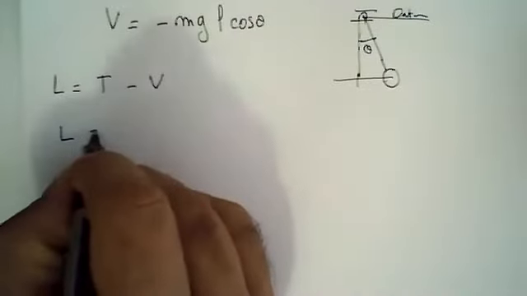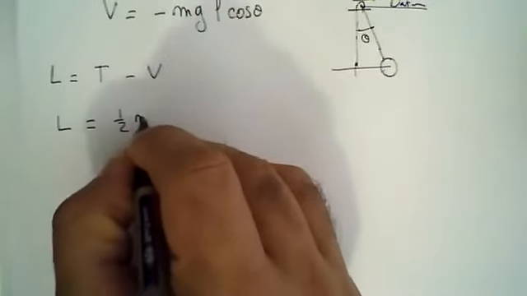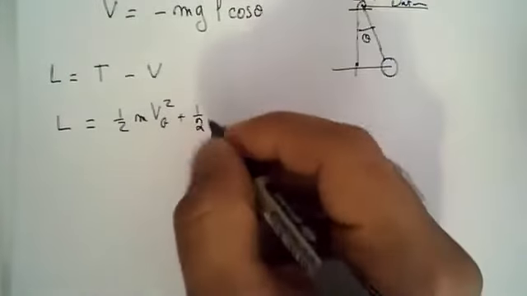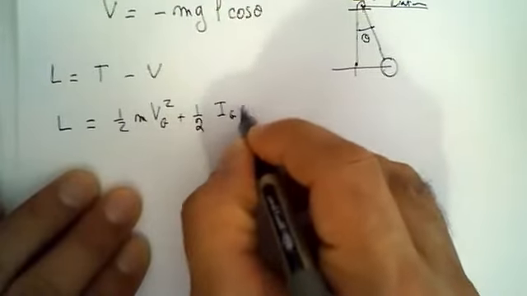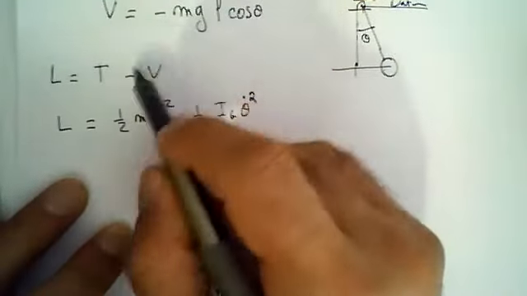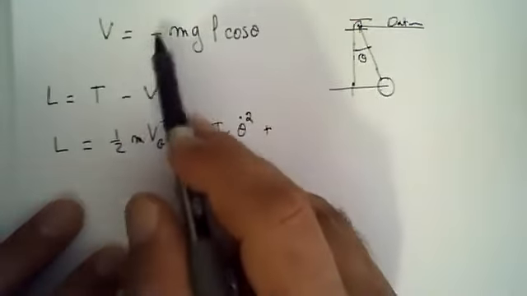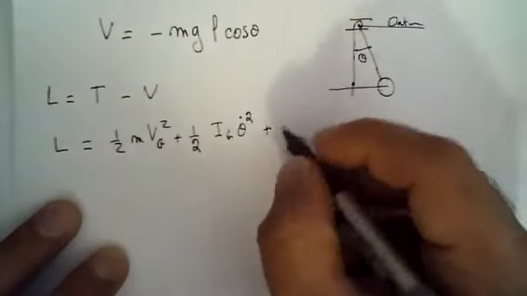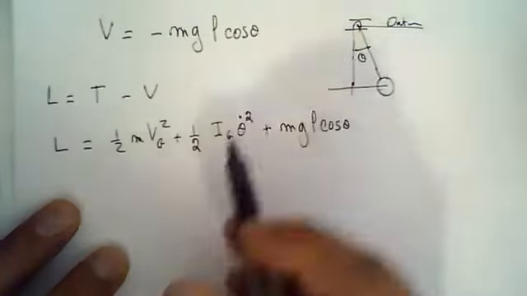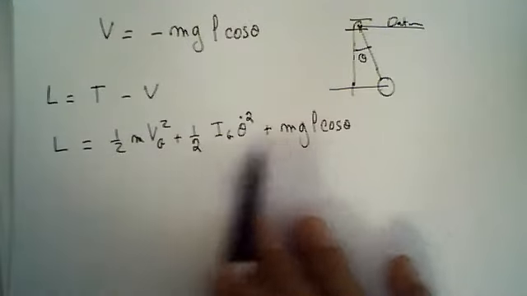So L is going to be equal to T, which was equal to how much? 1 over 2 m Vg squared plus 1 over 2 Ig theta prime squared minus the potential energy. So minus times minus is positive. Many students actually make the mistake here: when you have a minus and a minus, they will actually keep it as a minus. So make sure you don't make that mistake, and keep track of all your computation. So this is my kinetic, this is my potential. So now we have the Lagrange.